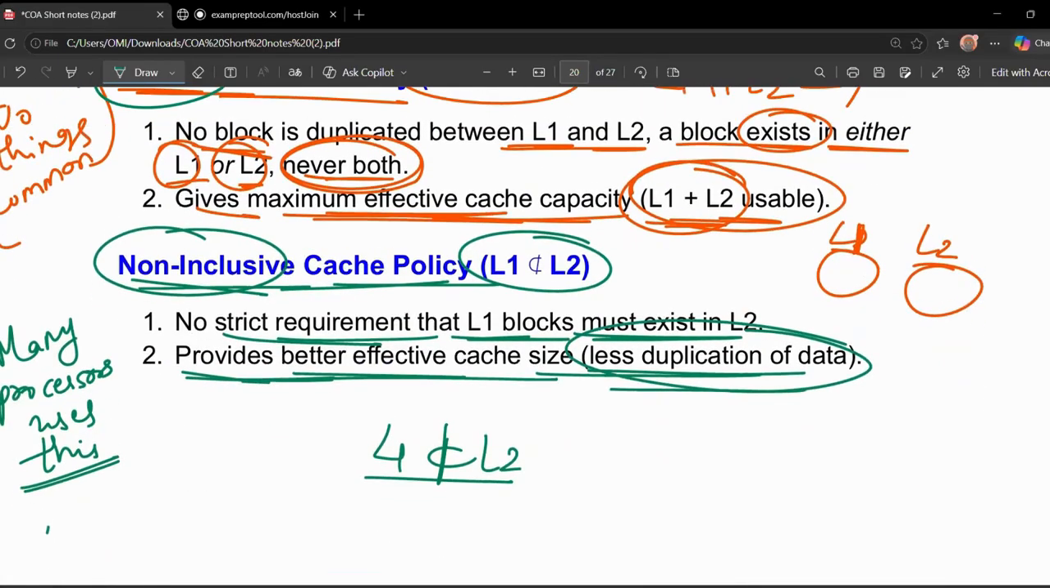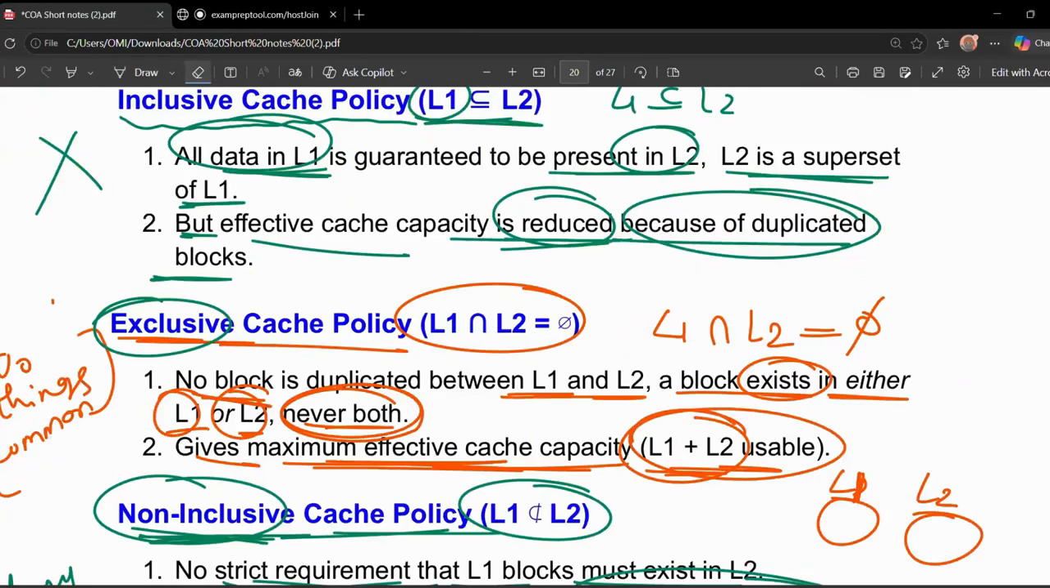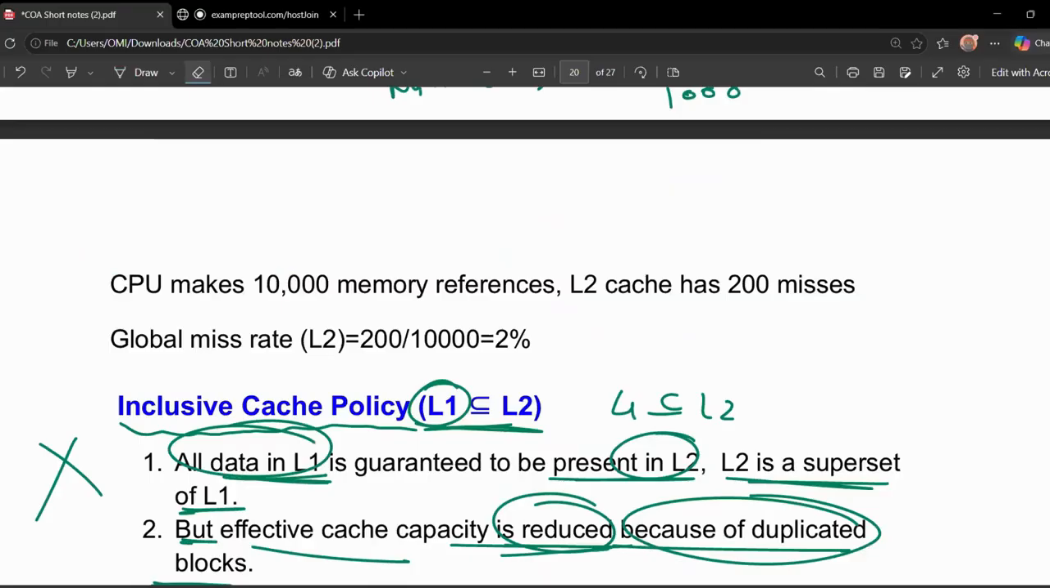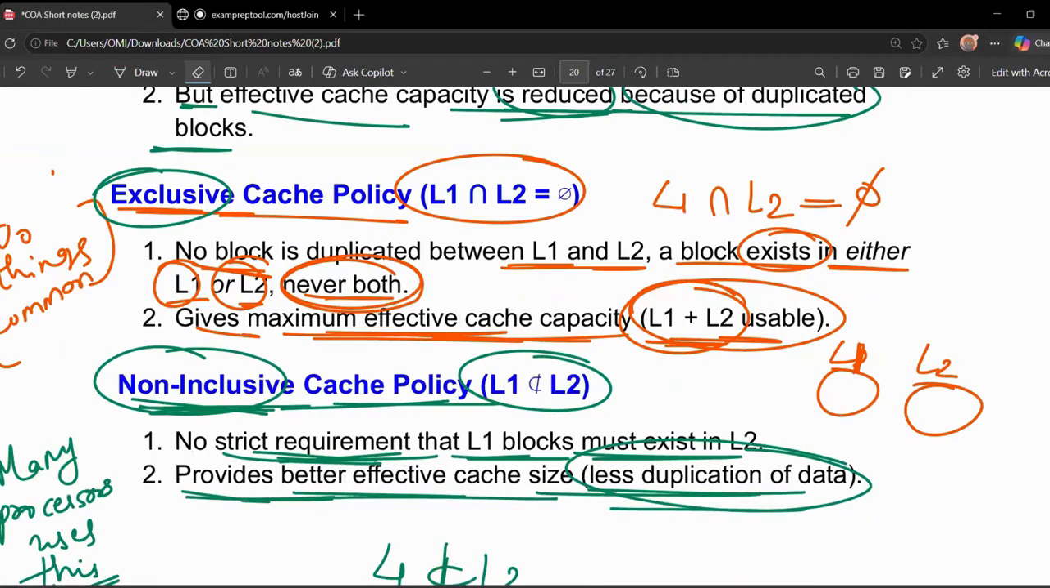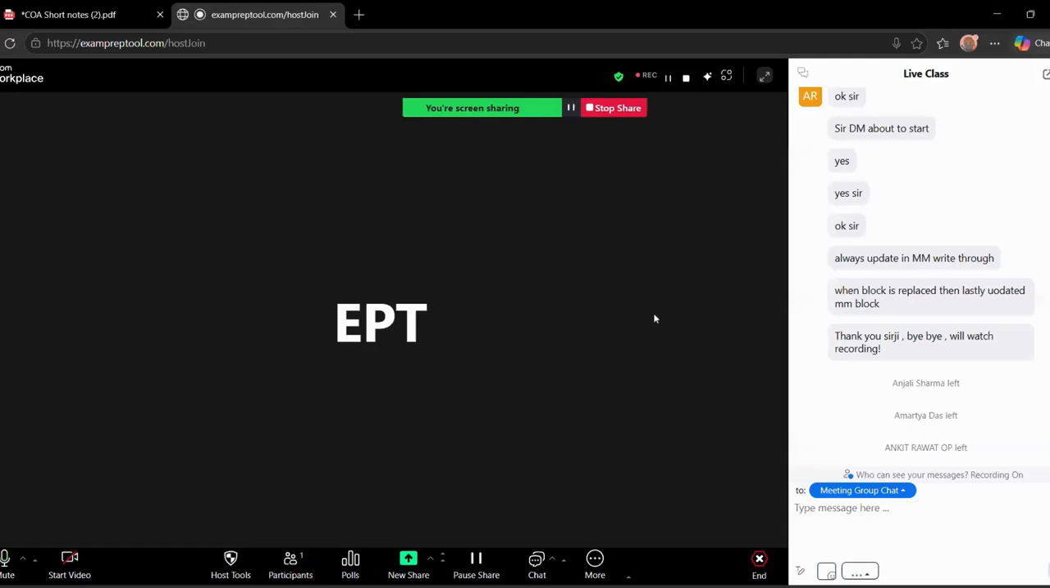So for this non-inclusive cache policy, there is no strict requirement. Something is present, something is not present, something may be present or may not be present. There is no such requirement. Anywhere, things can be present.